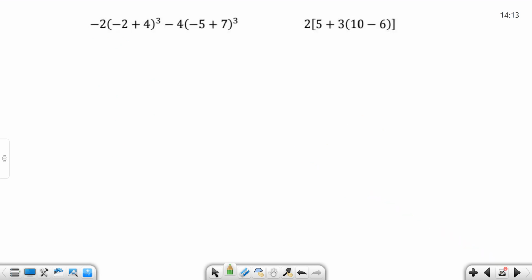So here, -2, and then -2 plus 4 in parentheses, all to the third power, -4, and then -5 plus 7 in parentheses to the third power. So we have parentheses, so let's work here. It's going to be -2. And then what is -2 plus 4? That's a +2, and cube it. -4, -5 plus 7 is going to be what? Something cubed. 2, right? +2.